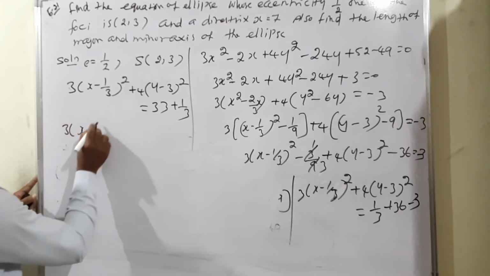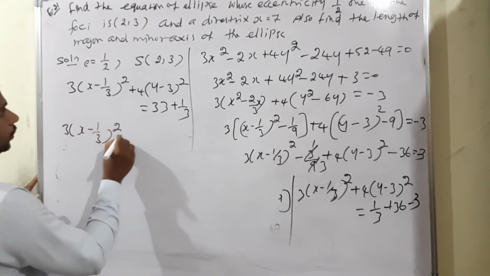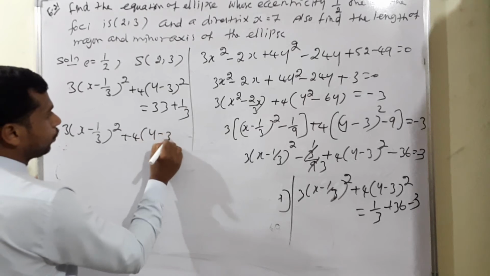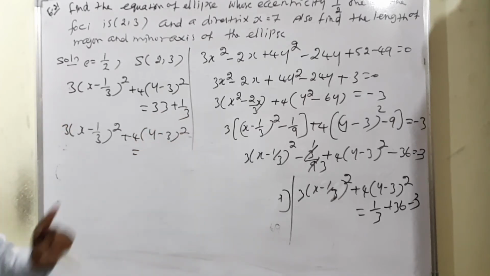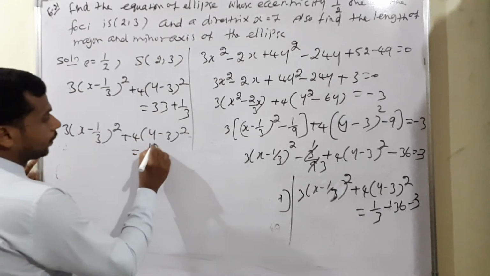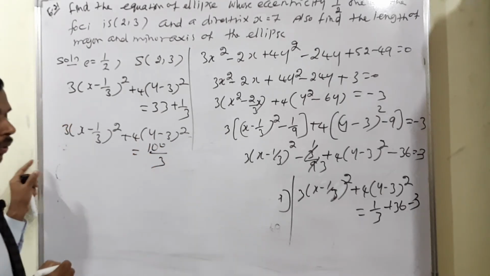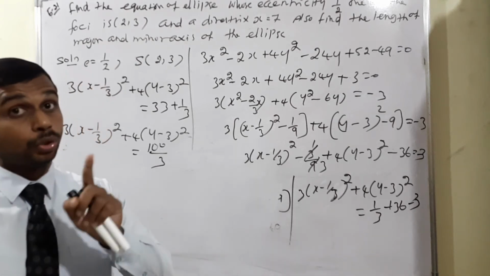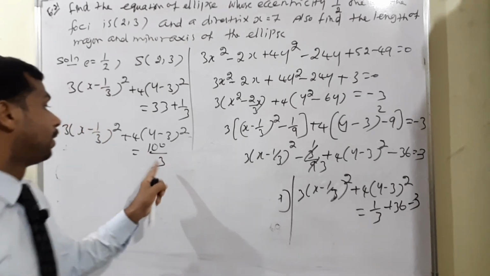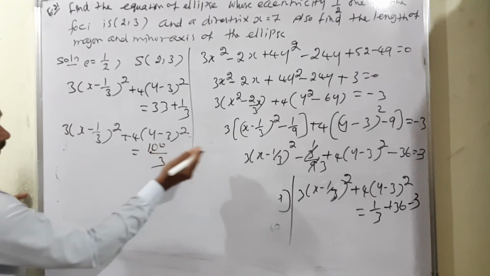Again 3 into (x minus 1 by 3) the whole square plus 4 into (y minus 3) the whole square is equal to 33 into 3 means 99. 99 plus 1 is equal to 100 by 3. So equation of ellipse general term x square by a square plus y square by b square is equal to 1. So each and every time divided by 100 by 3, means opposite side directly value will be 1.